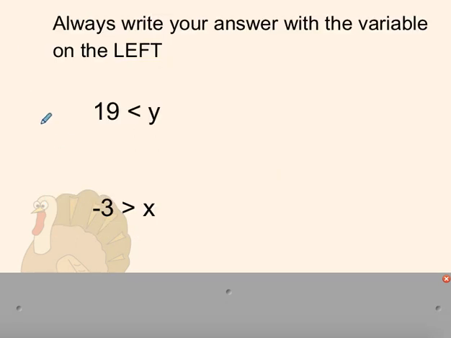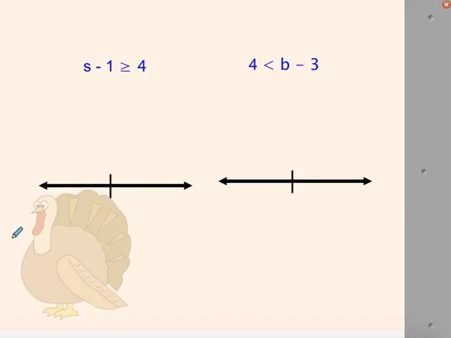All right, so just to practice putting our variables on the left, if I have 19 is less than y, I should write that as y is greater than 19. And same with -3 is greater than x, we now have x is less than -3. This makes it a whole lot easier to graph our inequalities.